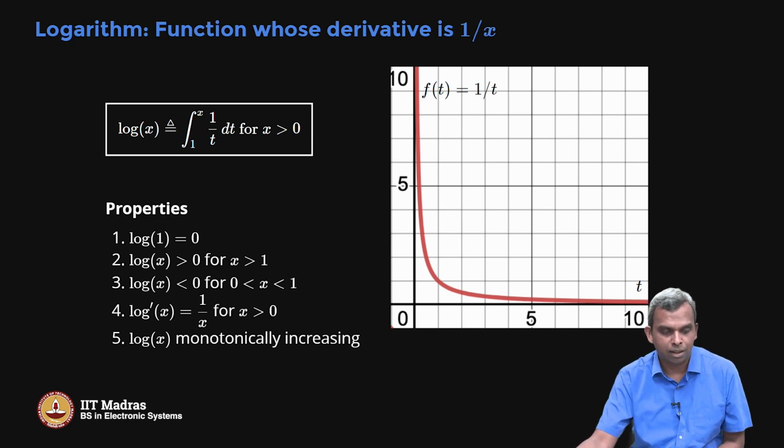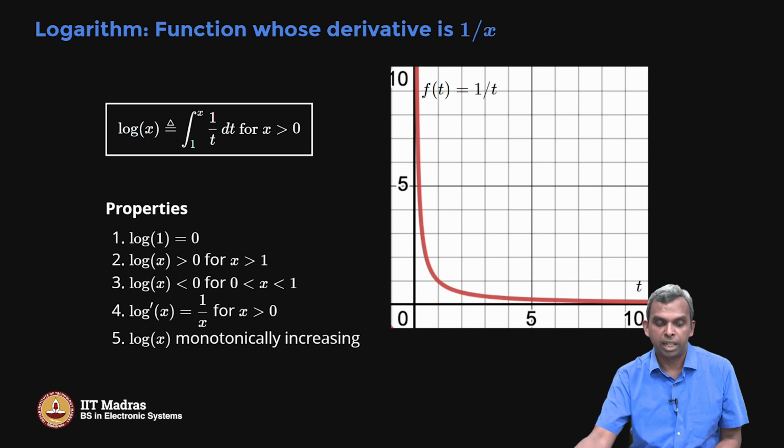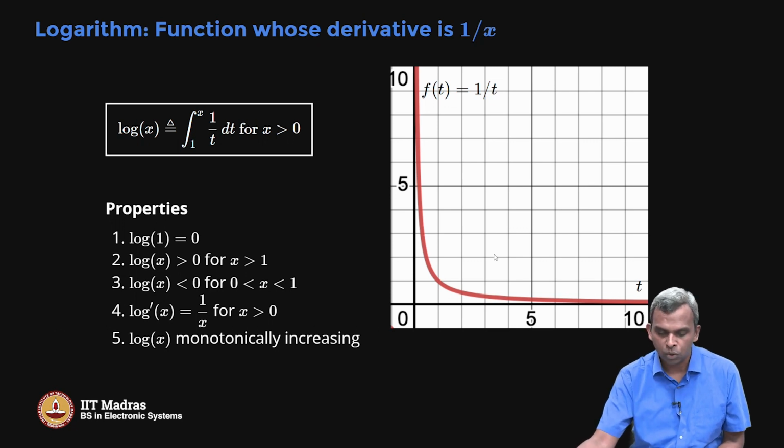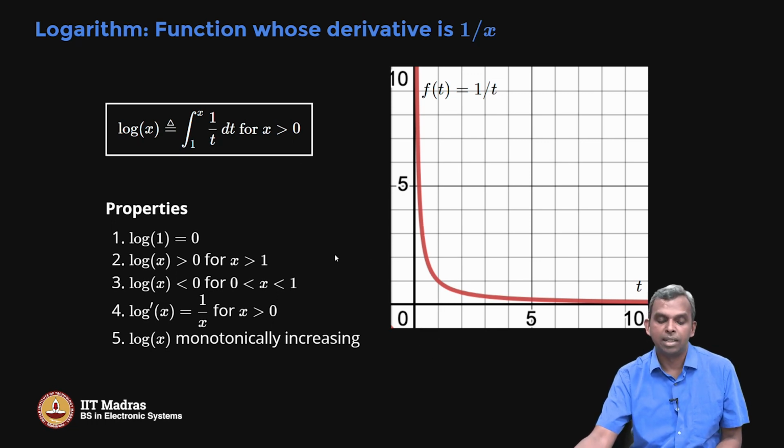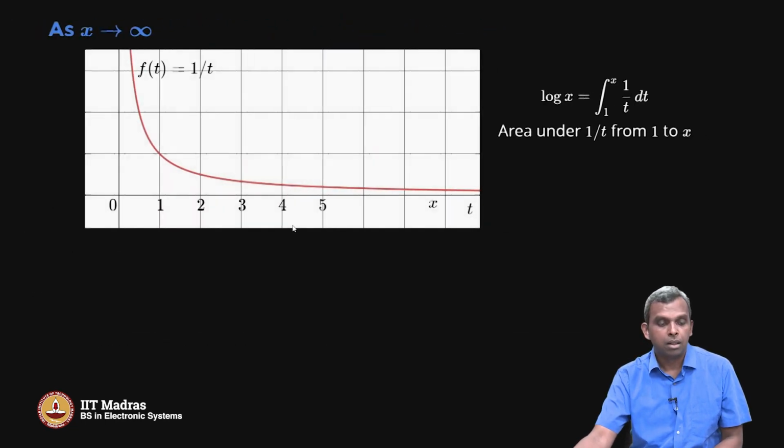See, log x, we know it is continuous, of course, from the fundamental theorem of calculus, and the derivative is 1 by x, again from the fundamental theorem of calculus. Because this 1 by x is positive, the derivative is positive, so log x is monotonically increasing. So at 1 it goes to 0, as x increases log x is monotonically increasing, as x decreases below 1 also it is monotonically increasing, but what it does we will see soon enough. So these are quick simple properties for log you can figure out.